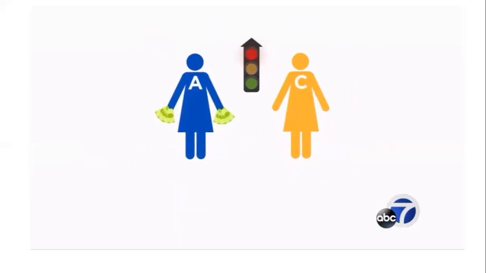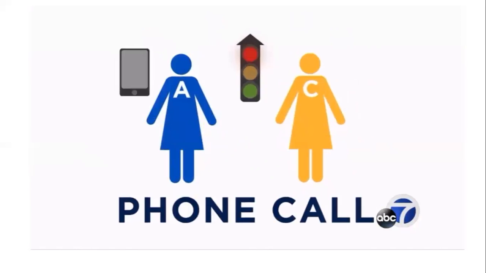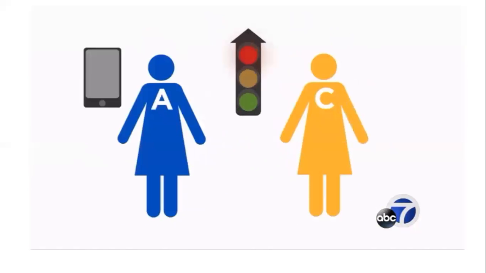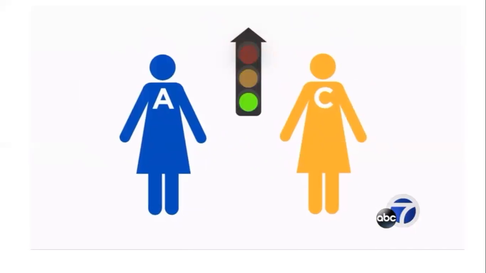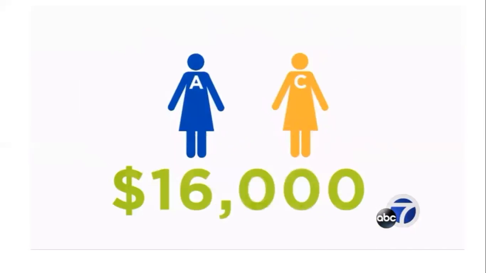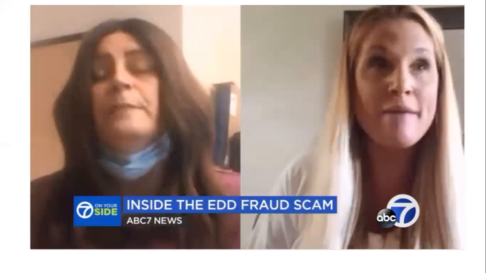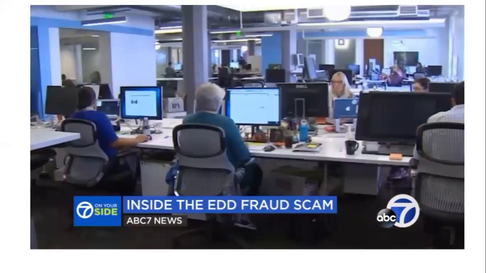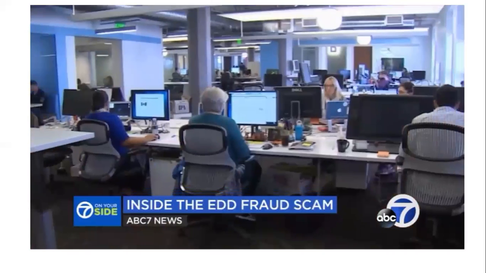Person A made one phone call to EDD. Someone actually answered, and the problem was fixed. Soon after, our source says the agency sent person C nearly $16,000. Yet, person after person has told 7 on your side they can't get anyone to answer the phone at EDD or to even help them.